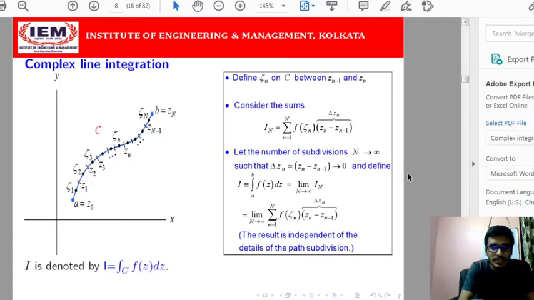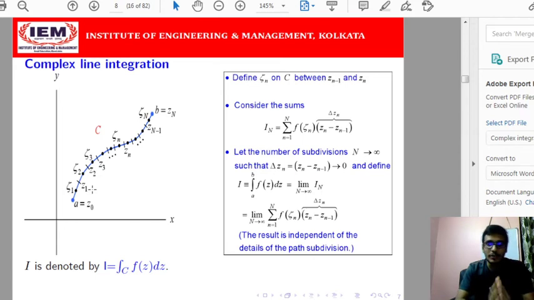So what is the formula? We need to define some points in between the two points we have considered over the curve. On that curve we have taken capital N number of points: z0, z1, z2, z3. In between z0 and z1 we pick a point called a tag point. That means in between the partition of the curve we take an arbitrary point, xi1. Then between z1 and z2 we take xi2, between z2 and z3 we take xi3, and so on. So we take n points in between the N segments that we got by taking N plus 1 points on that particular curve.